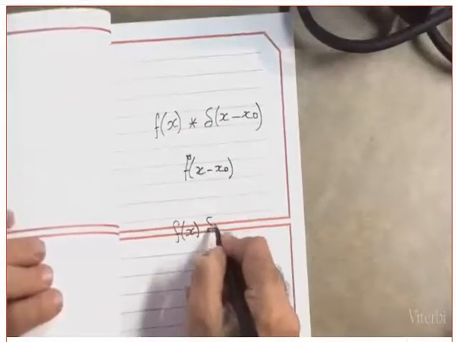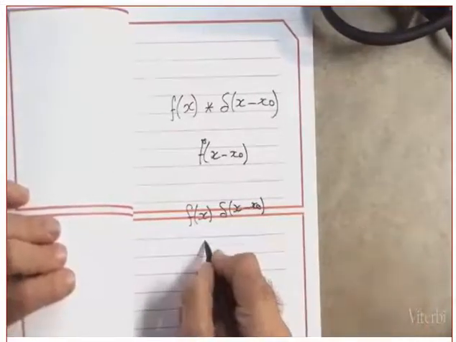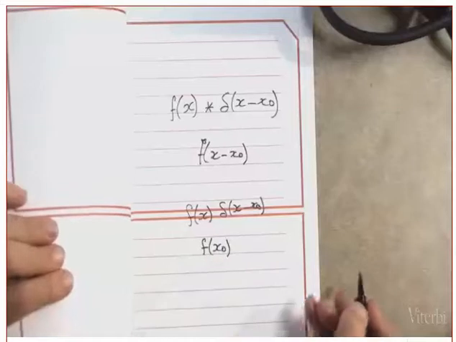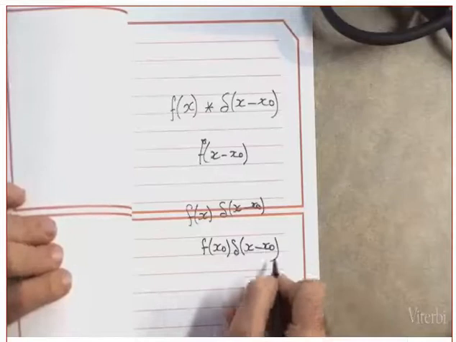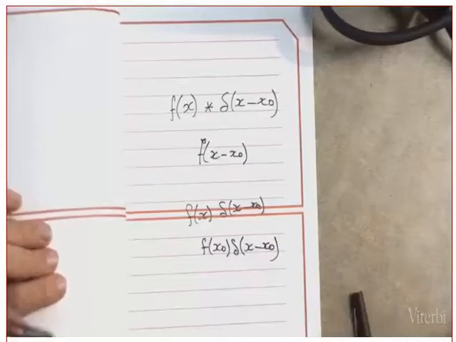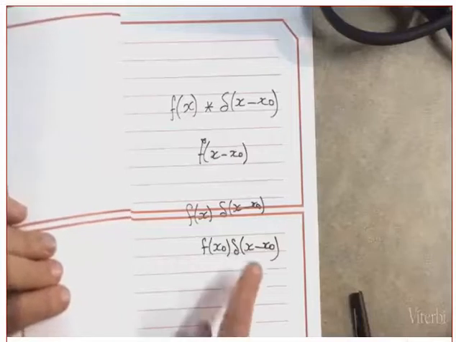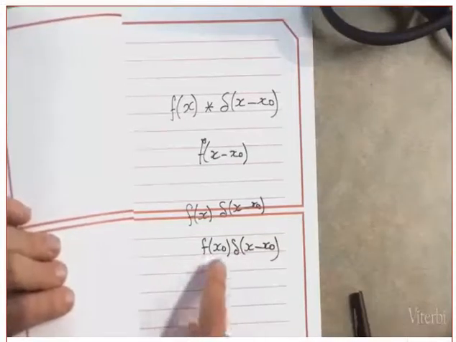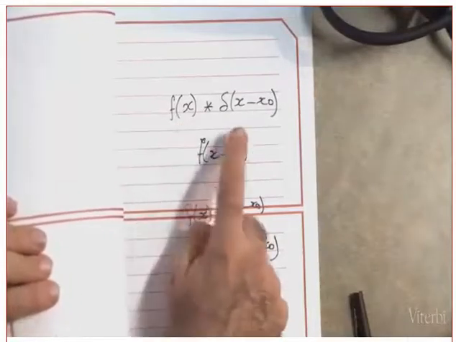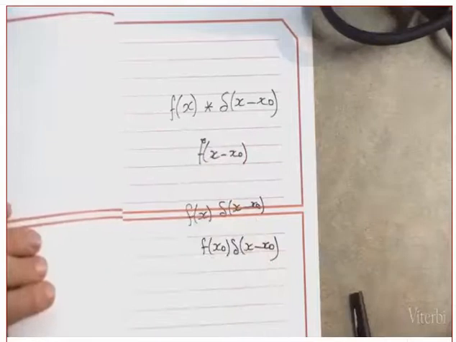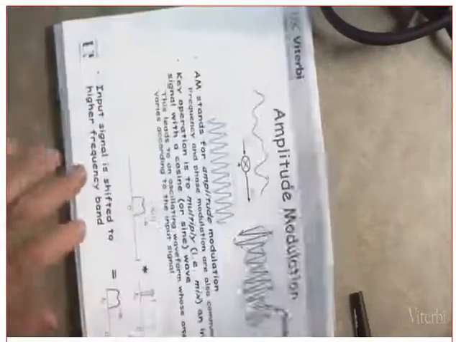When you multiply f of x times delta of x minus x0, what is this equal to? I think you lost me here. Multiplying a function with a delta function, what do you get? You get the same delta function, but it will be scaled by the value of the function where the impulse is located. Whereas if you convolve a function with an impulse, you are just simply shifting the spectrum towards f sub c. Clear?